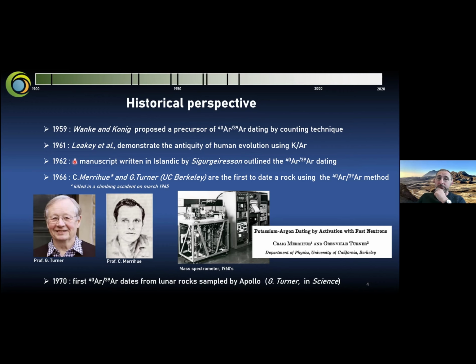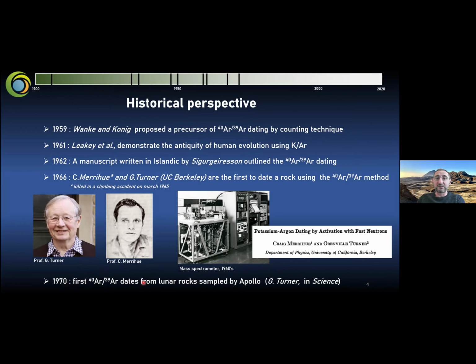Probably some of you don't know that, but a manuscript written in Icelandic by these guys here, Sigurdur Thorarinsson, outlined the argon dating method before the very important work in 1966 of Merrihue and Turner from UC Berkeley. Unfortunately, the paper was published after the death of Professor Merrihue in 1965 from a climbing accident. You can see here a picture of a late 60s mass spectrometer. You will see the difference with what we have right now.